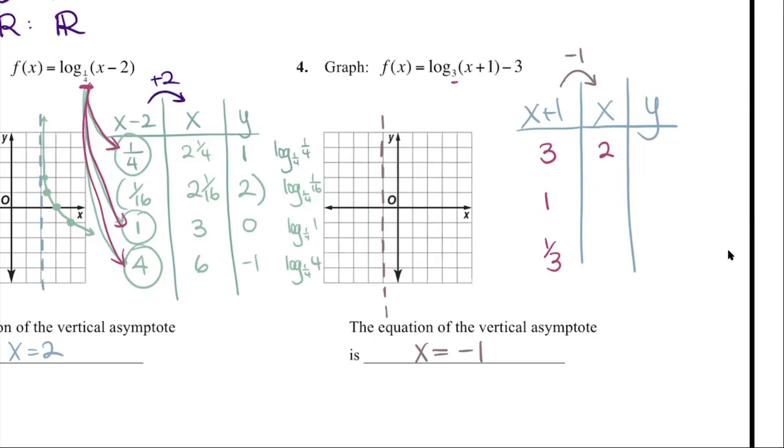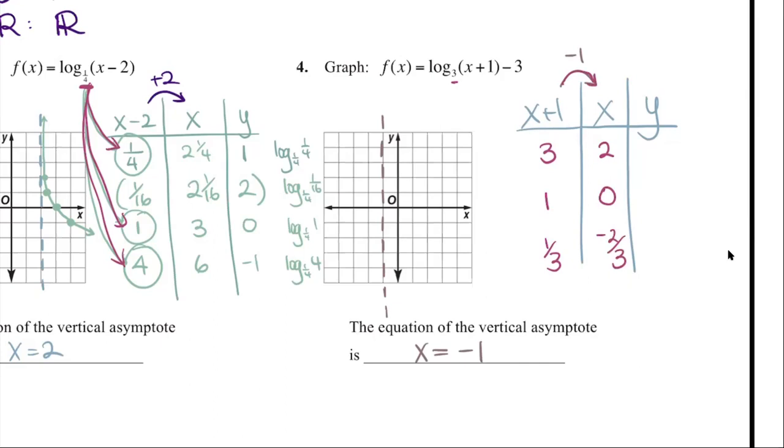And the 1 is going to be 2. No, remember we're minusing 1. We're just subtracting 1. So 1 minus 1 is 0. And then 1/3 minus 1 is negative 2/3. Good. All right, so those are your x's.